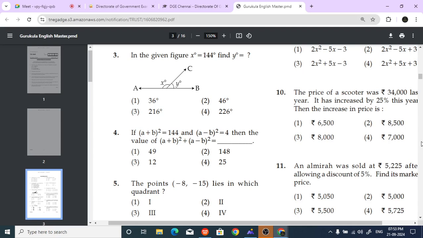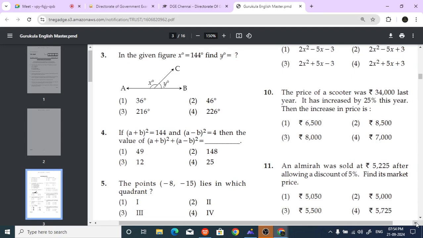Anyway, that question is not asked here. But you should know how to find an answer like this. Suppose the question is like that. If you see a plus b whole square equal to 144, and they ask a plus b is how much, you should say it is either plus 12 or minus 12. Understood? Students, have you understood? Yes, sir.